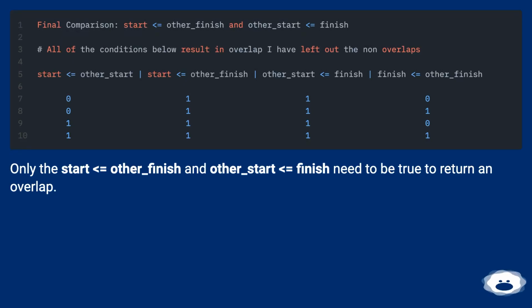Only the start is lower than or equal to other_finish and other_start is lower than or equal to finish need to be true to return an overlap.